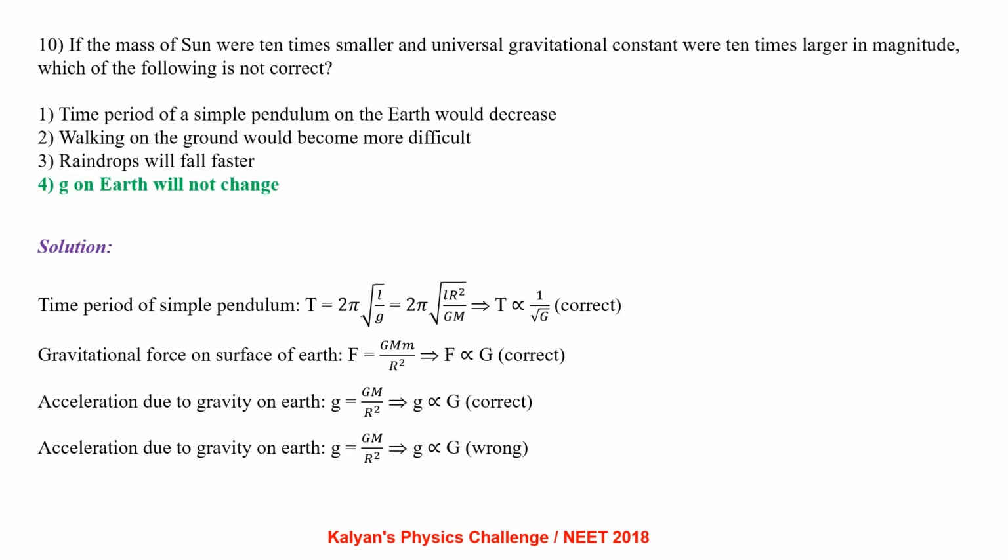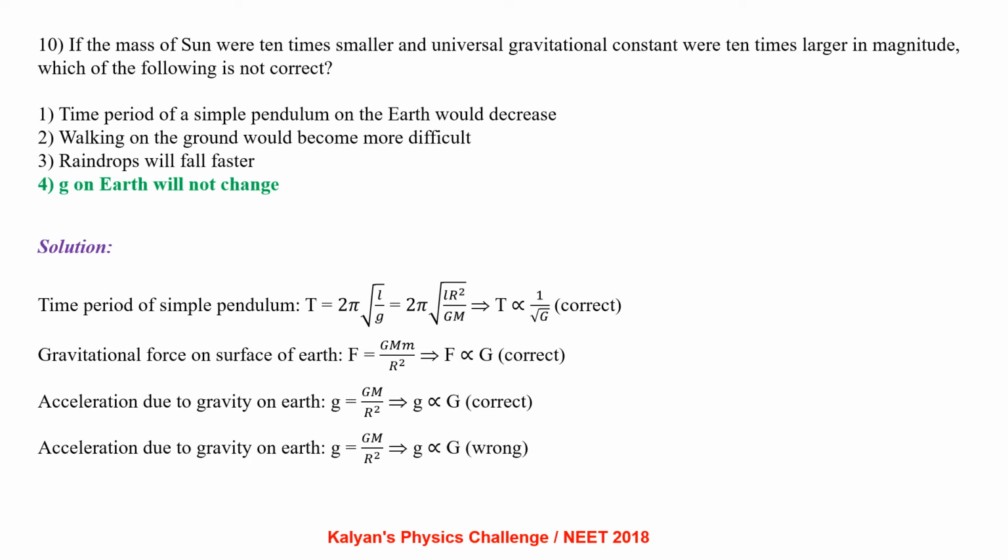If the mass of Sun were 10 times smaller and the universal gravitational constant were 10 times larger in magnitude, which of the following is not correct? Time period of simple pendulum on Earth would decrease, walking on the ground would become more difficult, raindrops will fall faster, g on Earth will not change.